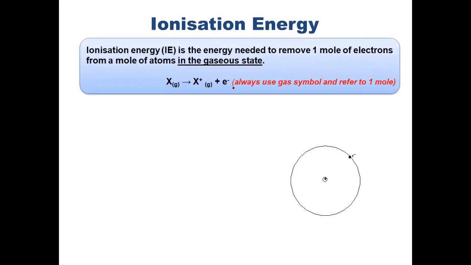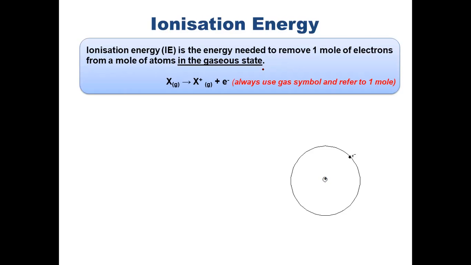You need to know the particular definition. So this was an explanation, but now a definition for you to note down and to memorize for exam questions. Ionization energy, sometimes written as IE, is the energy needed to remove 1 mole of electrons from a mole of atoms in the gaseous state. Underlined because often you lose a mark if you don't include that section.